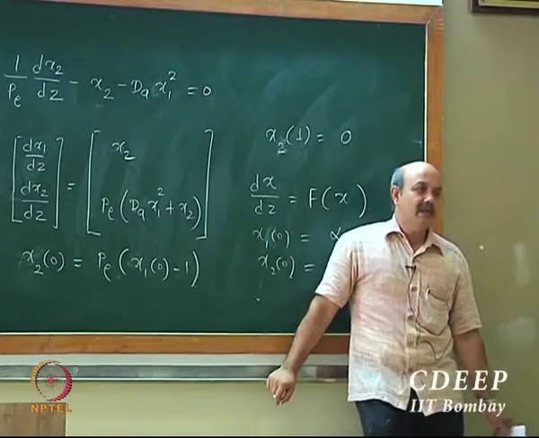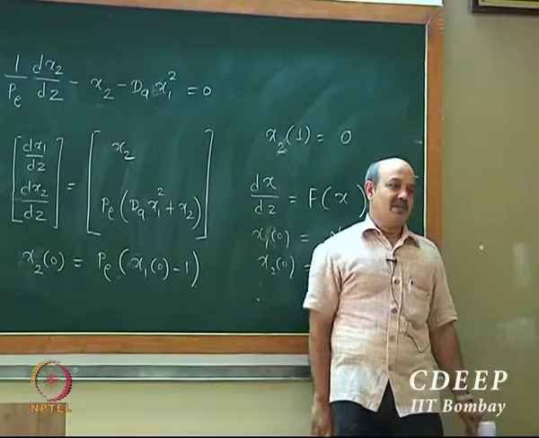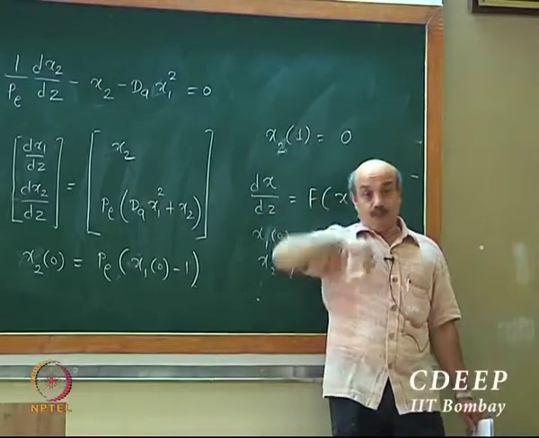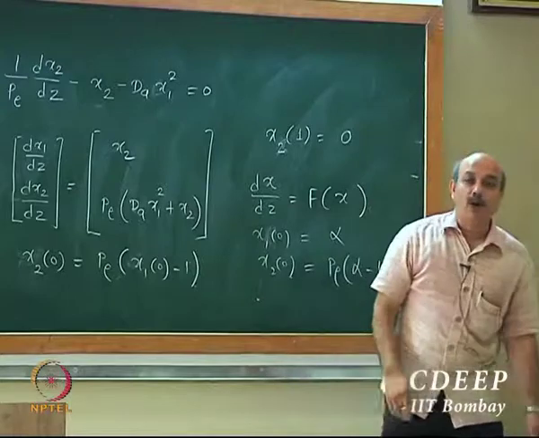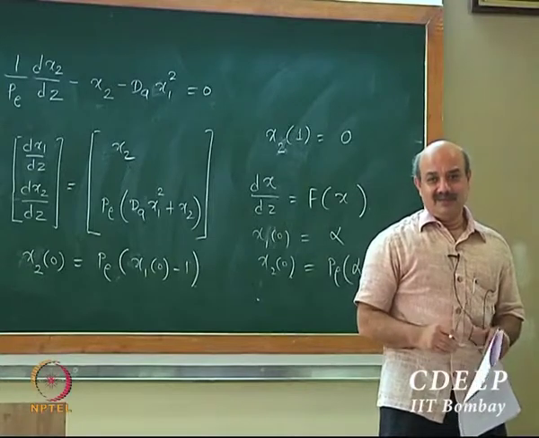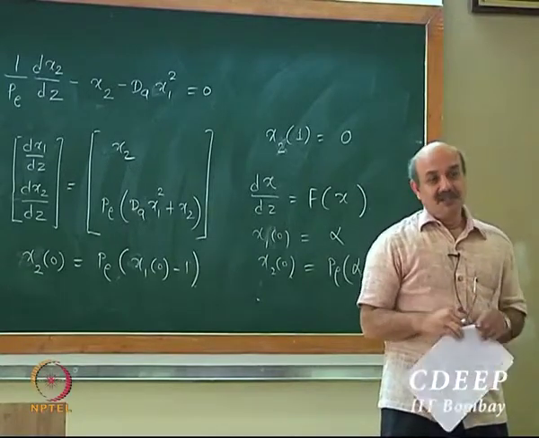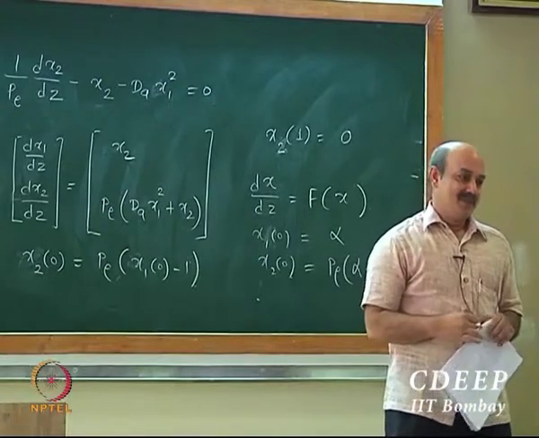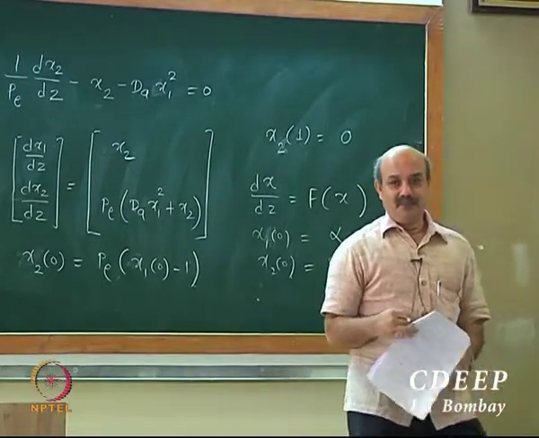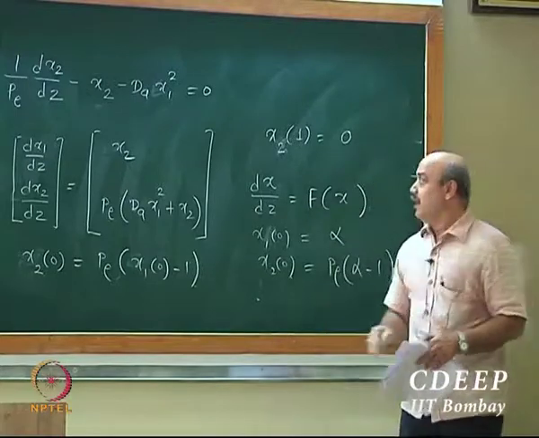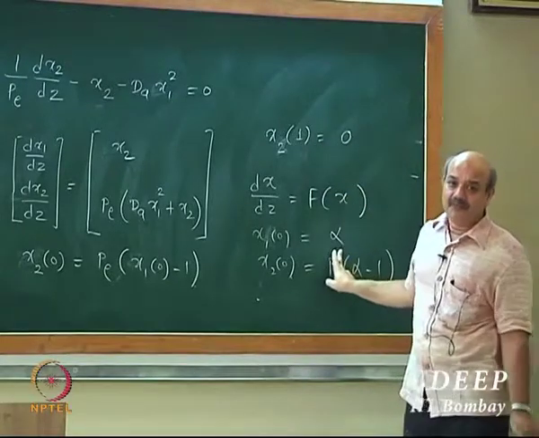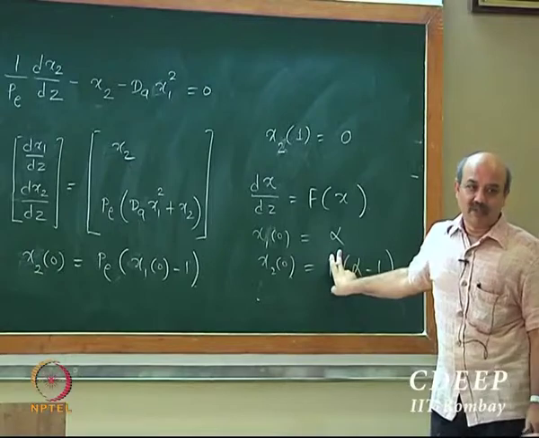I'm going to use again and again, say Euler method or Runge-Kutta method, to march in space from z equal to 0 to z equal to 1, keep checking this condition. Now the question is, how do I form the iterations? Can you tell me how will you form the iterations? Now you have to merge Newton's method. You should create a new guess from the old guess. How will you do it? x2 1 equal to 0 as an equation is actually a function of this alpha.